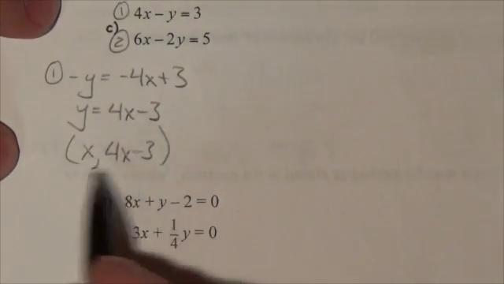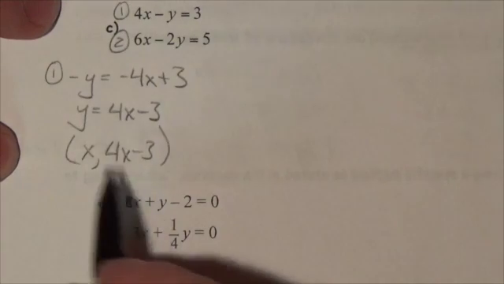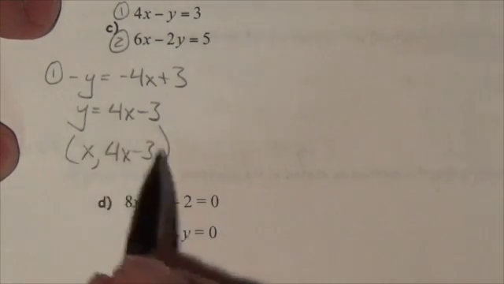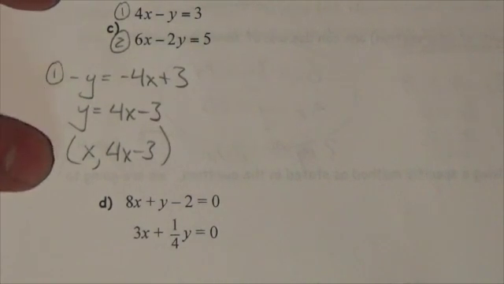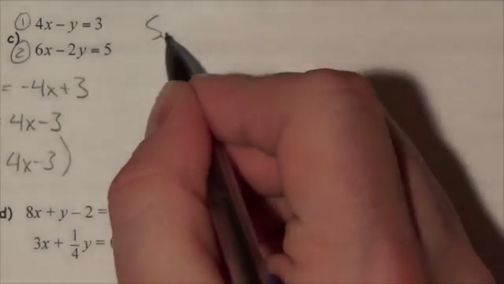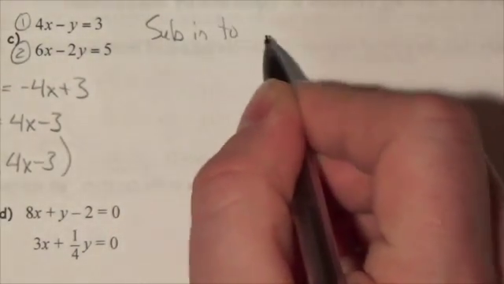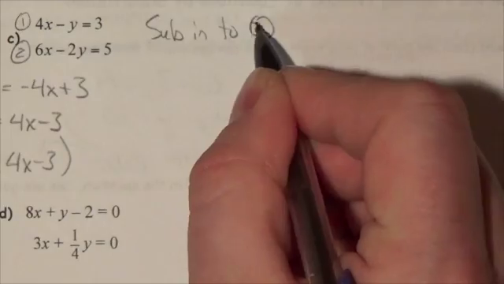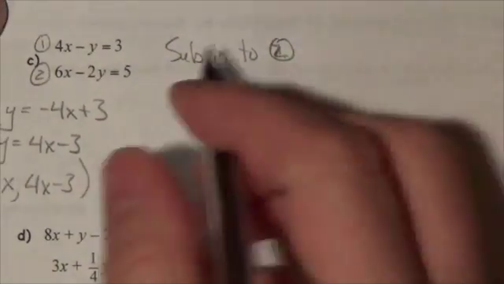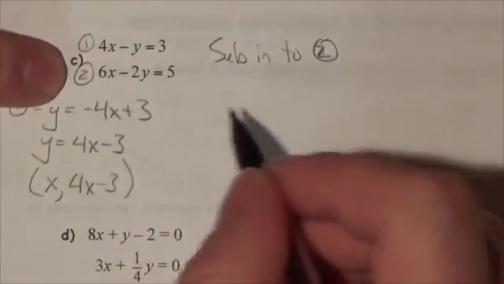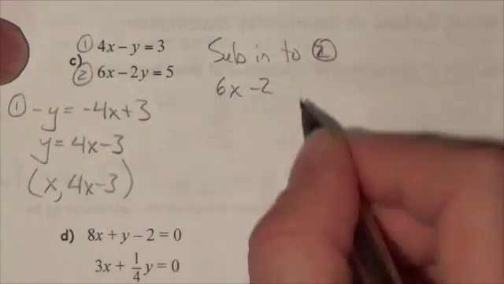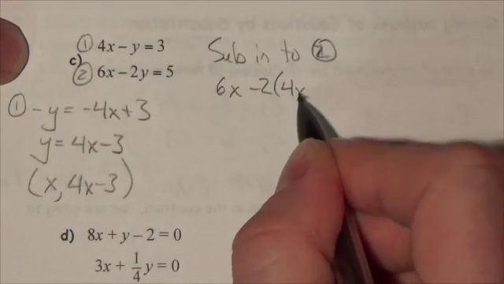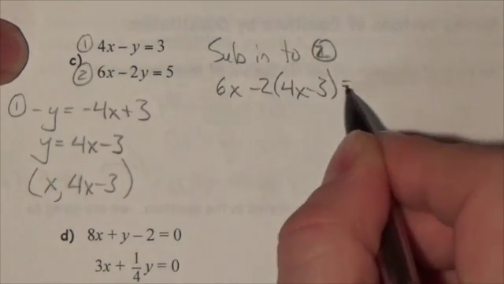So 4x minus 3. So there's every point on that line there. Now, this should satisfy the second equation at some point here, and we're going to figure out what that is. So what we're going to do is sub it into equation 2. Now 6x, minus 2y. Well, in this case, y is 4x minus 3, and the result should be 5.